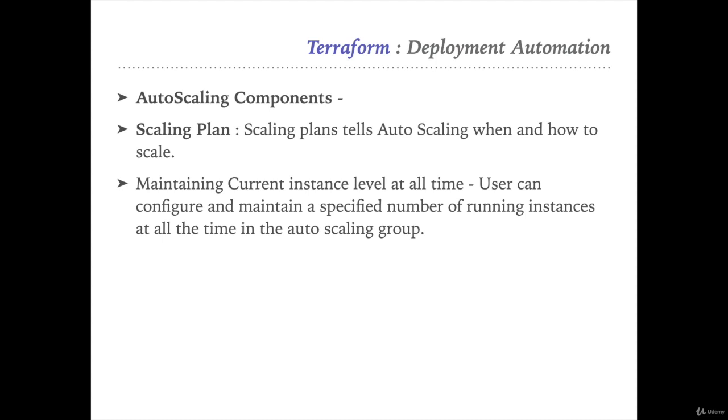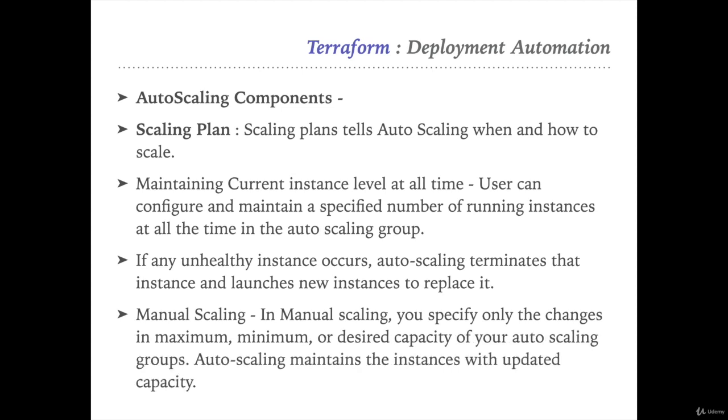The first one is maintaining the current instance level all the time. It means the user will define that you need to maintain this number of servers, right? You need to maintain 3 servers, 5 servers, or 10 servers. User can configure and maintain a specified number of running instances all the time in the auto scaling group, so that as soon as any server goes unhealthy, the auto scaling feature will create a new instance with the same configuration.